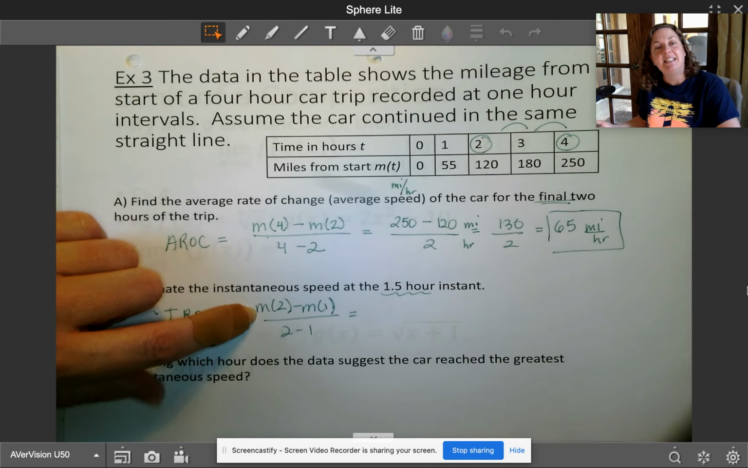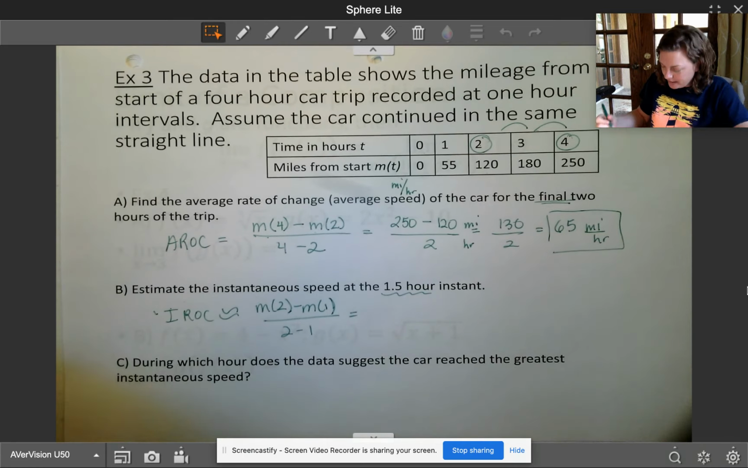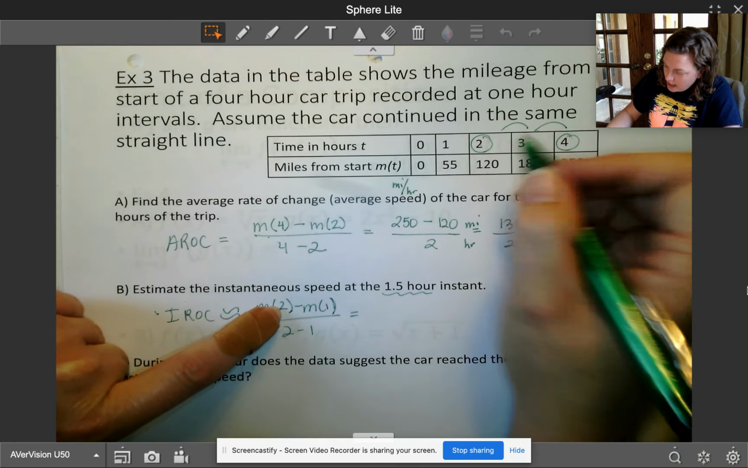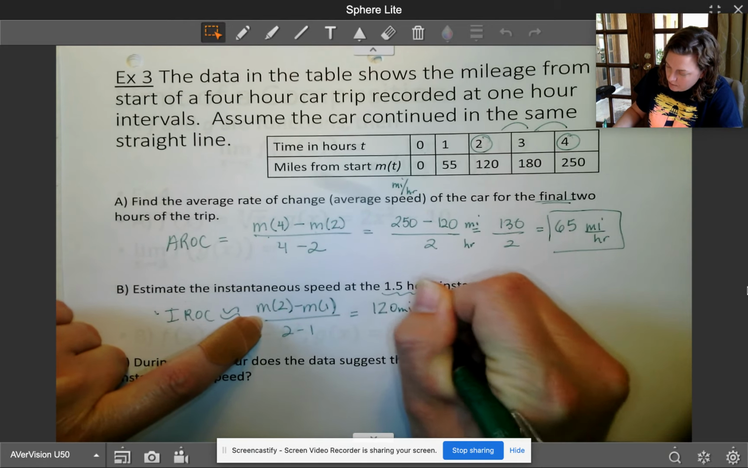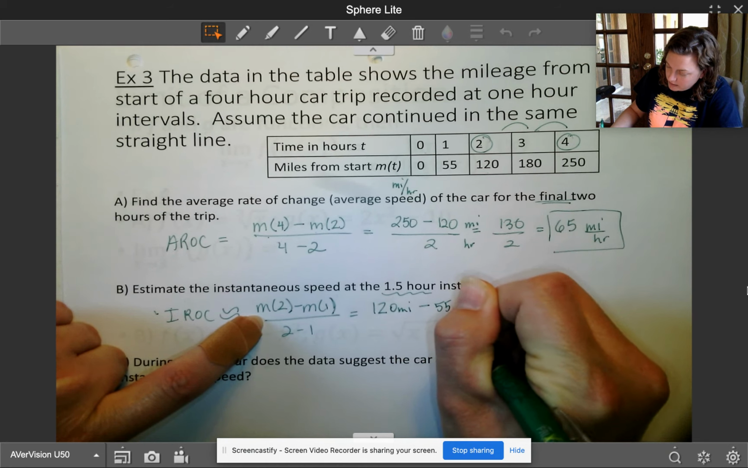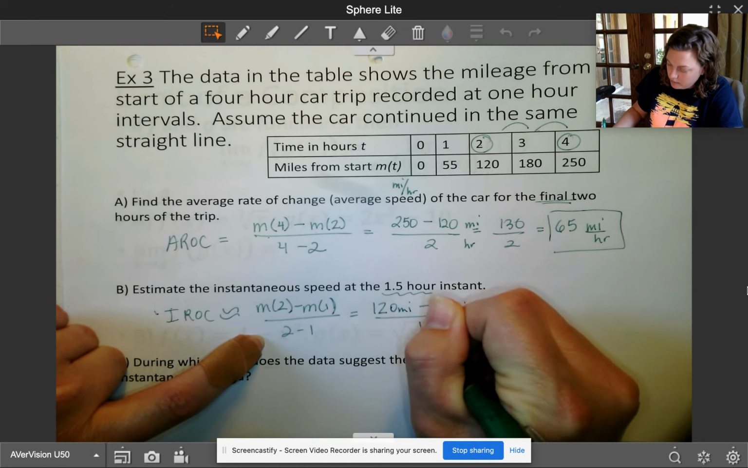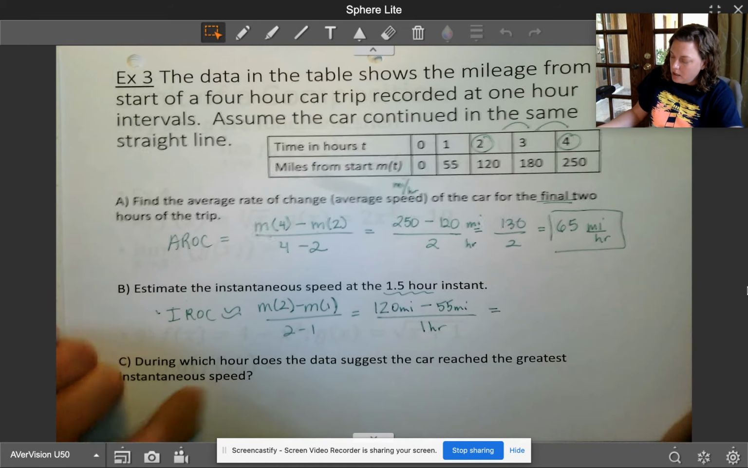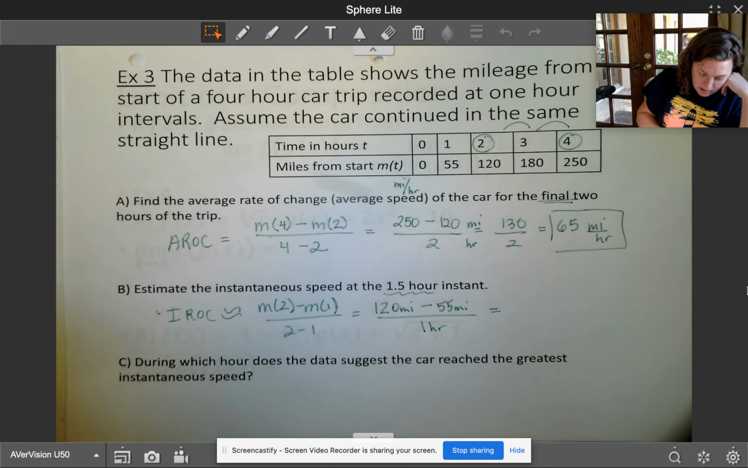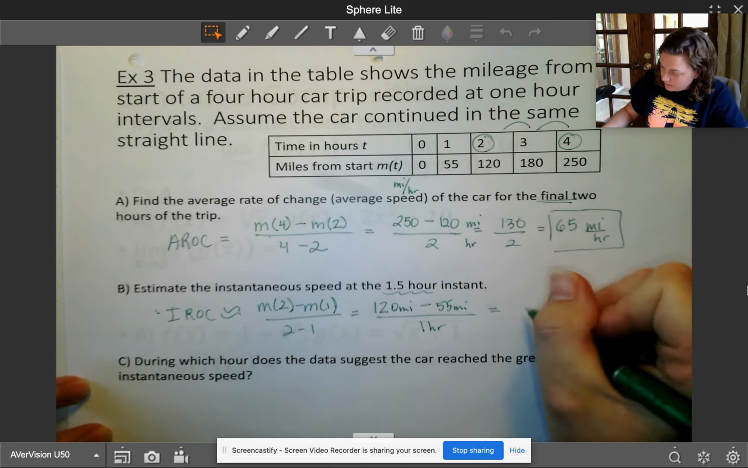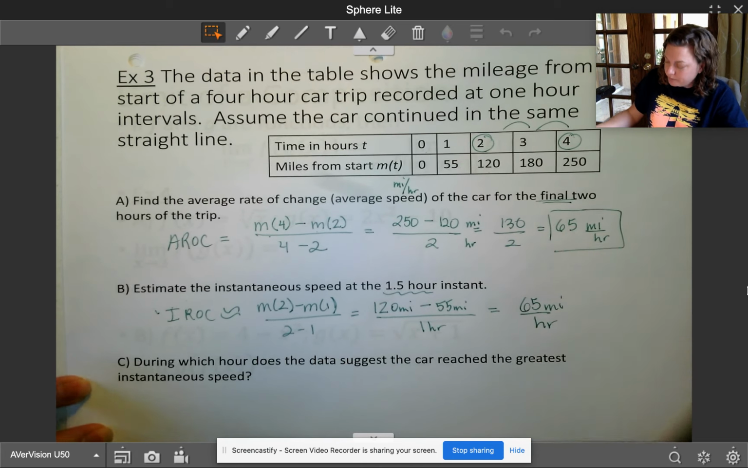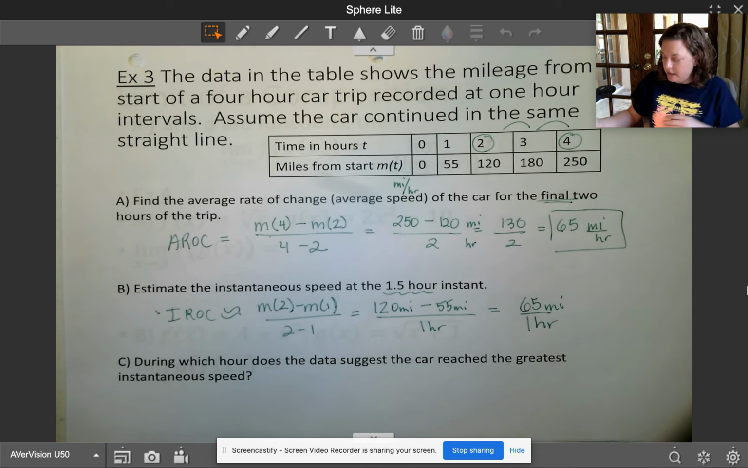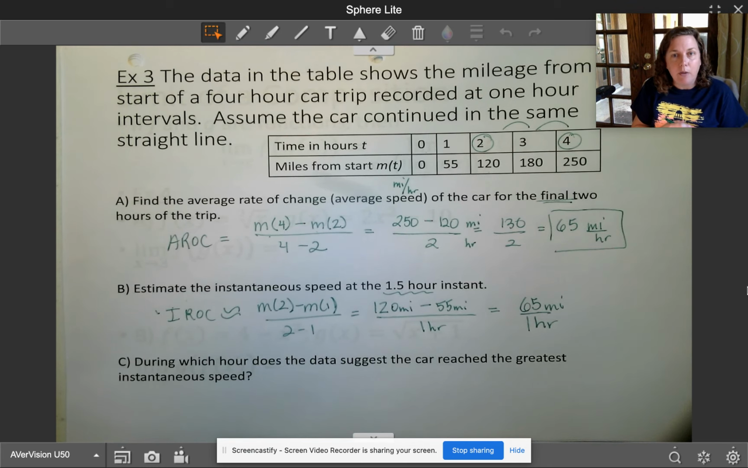I like doing this because you recognize the pattern, right? So this is our function after the 2 hour mark is 120 miles minus 55 miles over 2 minus 1, which is 1. Oh, 120 minus 55 is 65. Again, miles per hour. Per 1 hour, per hour, doesn't matter. So that is approximately 65 miles per hour.